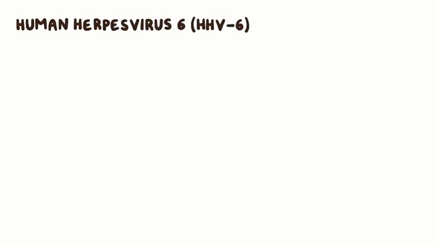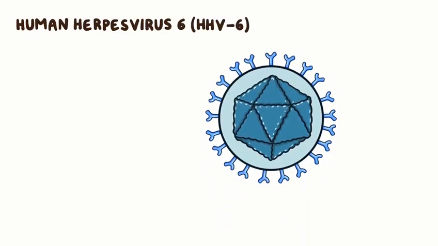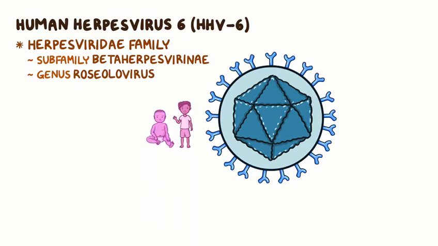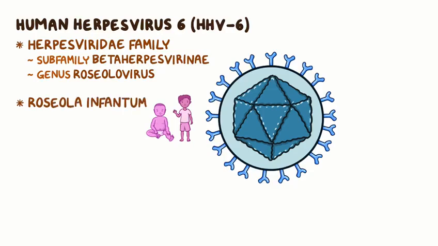Human herpes virus 6, or HHV6, is a double-stranded DNA virus, which belongs to the herpesviridae family, subfamily Betaherpesvirinae, genus Roseolovirus. HHV6 primary infection is the cause of the common childhood disease called Roseola infantum, also known as exanthema subitum, or sixth disease.